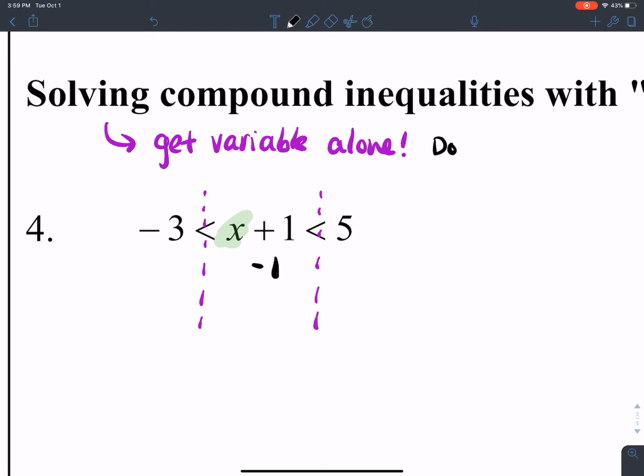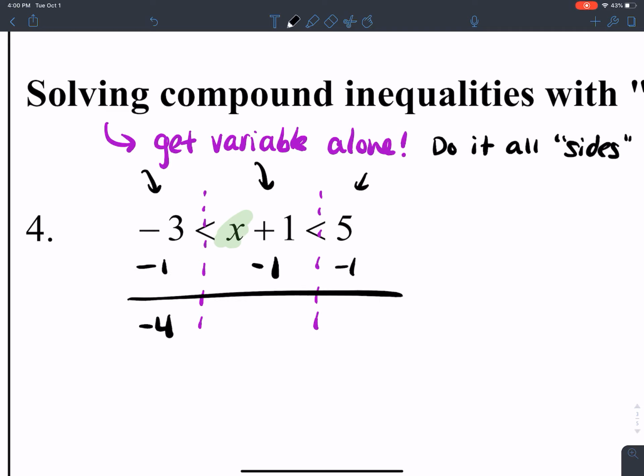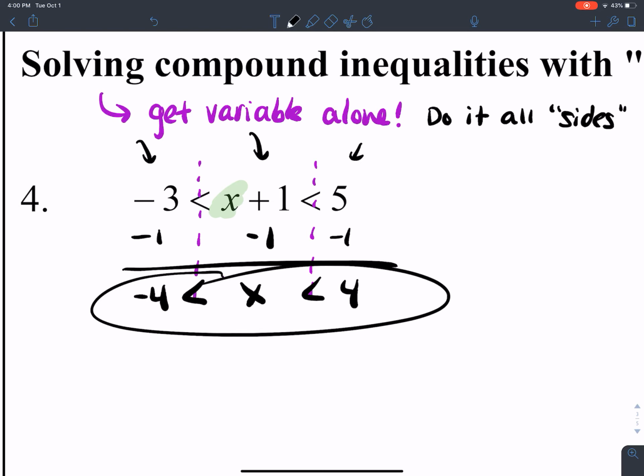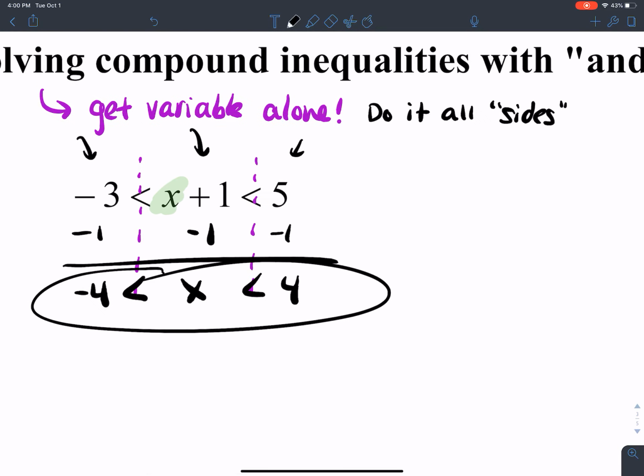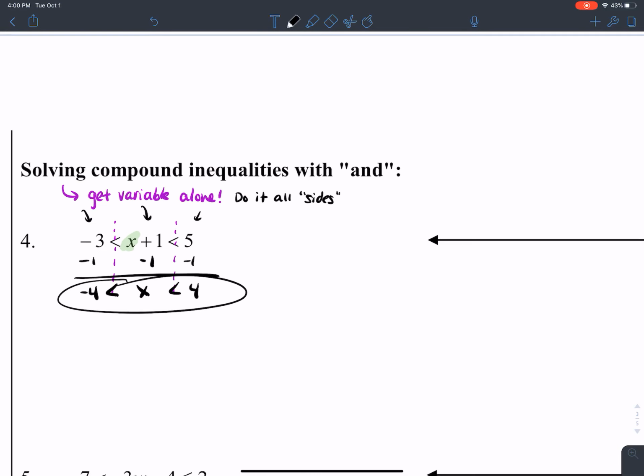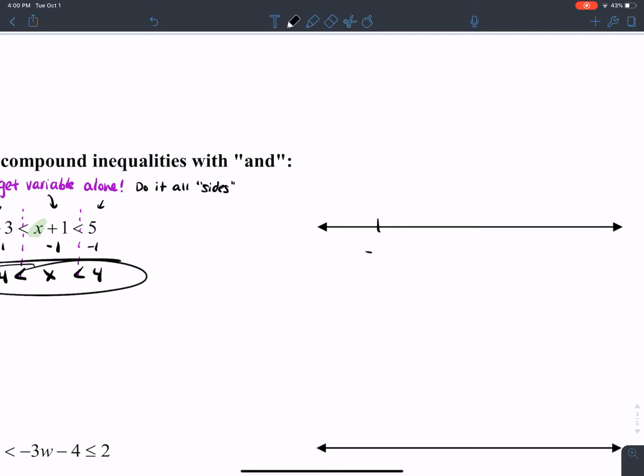But we have to remember to do it to all, what I'm just going to put in parentheses or quotes as sides. So if I did it to the middle, I'd have to do it to the left, and I'd have to do it to the right. So -3 minus 1 is -4, and then this is x, and then this is 4. So this can be our final answer because it's an and inequality that was written as 1. So when we go to graph it, we know that our x's are going to be shaded in between -4 and 4.